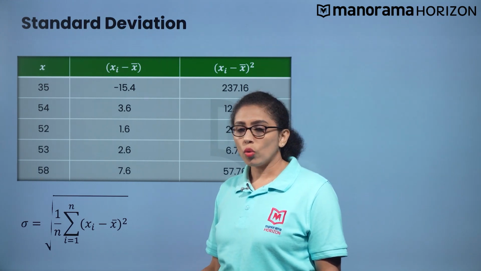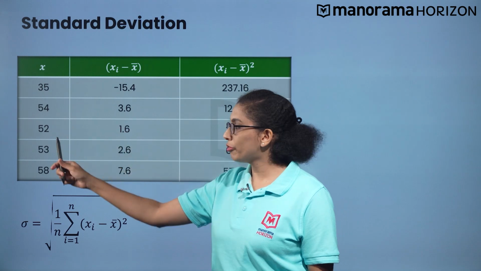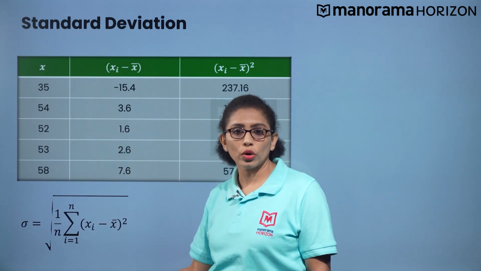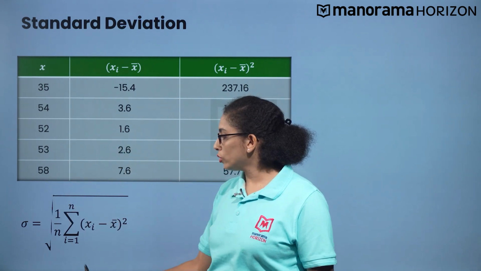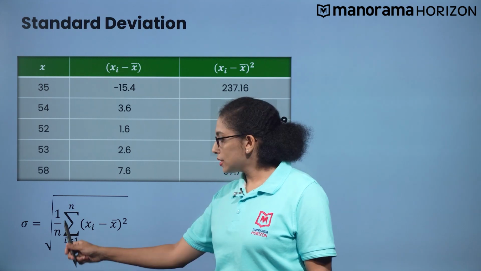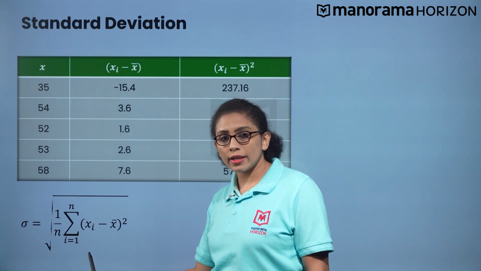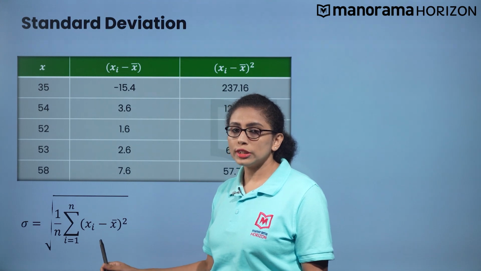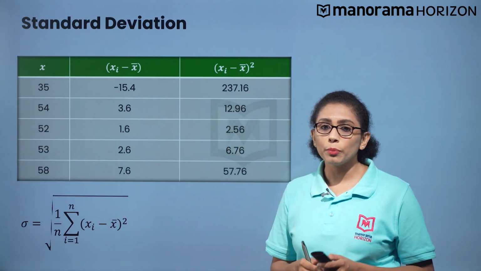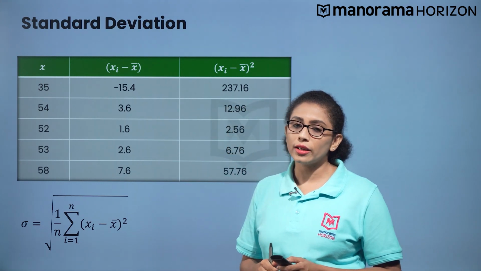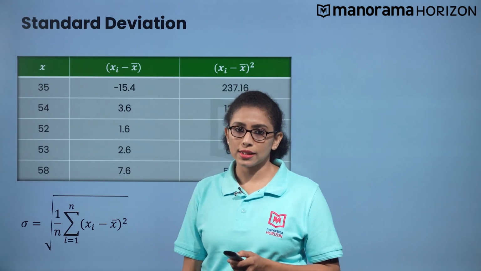Alright. Now, what is the value of n? We have 5. Right. So, the value of n is equal to 5. Substituting the value, that is 1 by 5 into the summation 317.2, we get the square root of 63.36, and the standard deviation is 7.96.